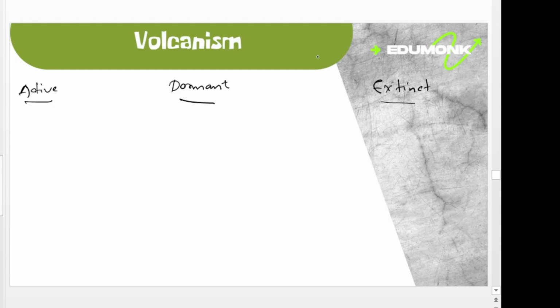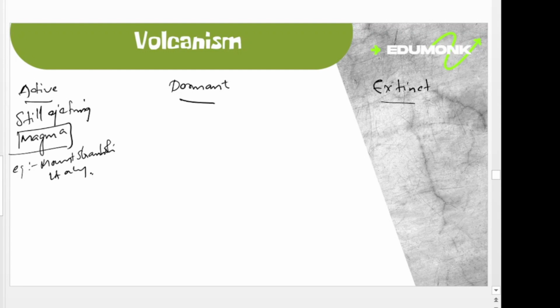Then the first one is active volcano. The name itself says it: the volcanoes which are actively ejecting magma and other materials are called active volcanoes. They are still ejecting magma. That's known as active volcanoes. For example, we can say Mount Stromboli in Italy.